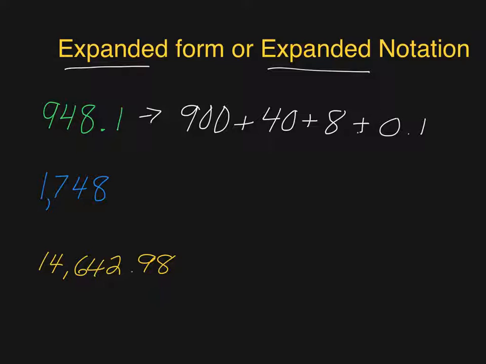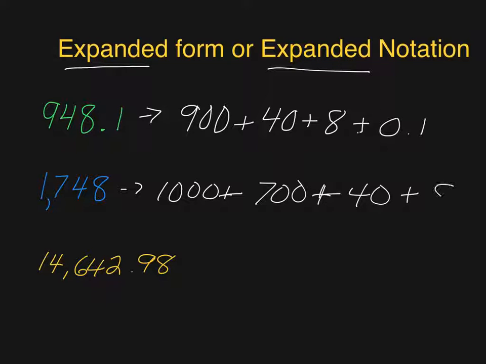Okay, so let's look at our next number. We have 1,748. That 1 is 1,000, plus the 7 really is a 700, plus the 4 means 40. Having quite the time with my addition symbols here. And the 8 in the ones place means it's just an 8.